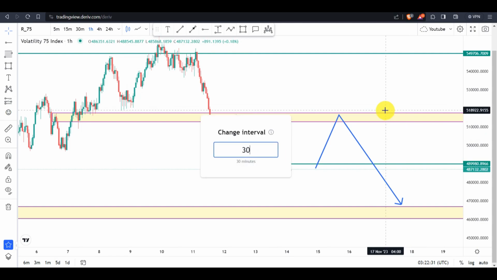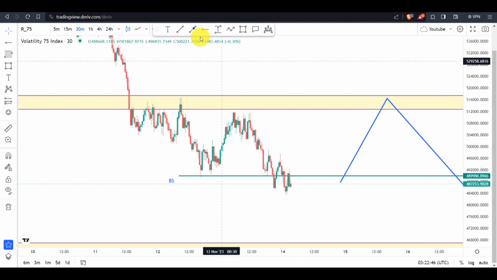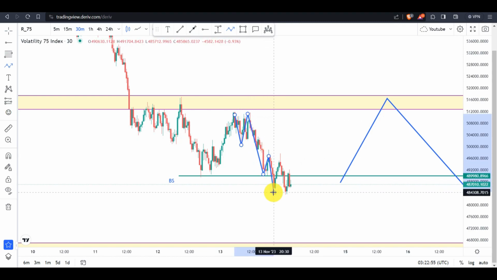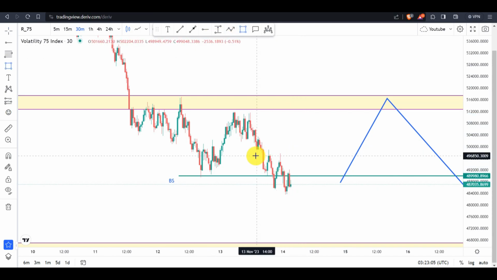Let us go to the 30-minute time frame. On the 30-minute time frame, we can still see that this market is on a downtrend. So we do not have anything that can tell us that we are to look for buy entries today. So guys and girls, stay away from having a buying mindset today on volatility 75 index, and put your mind into sell positions only.